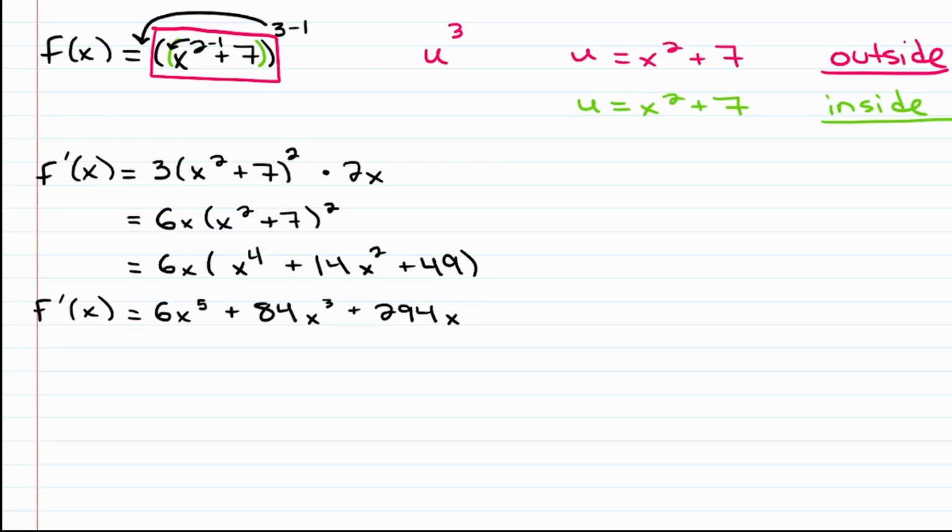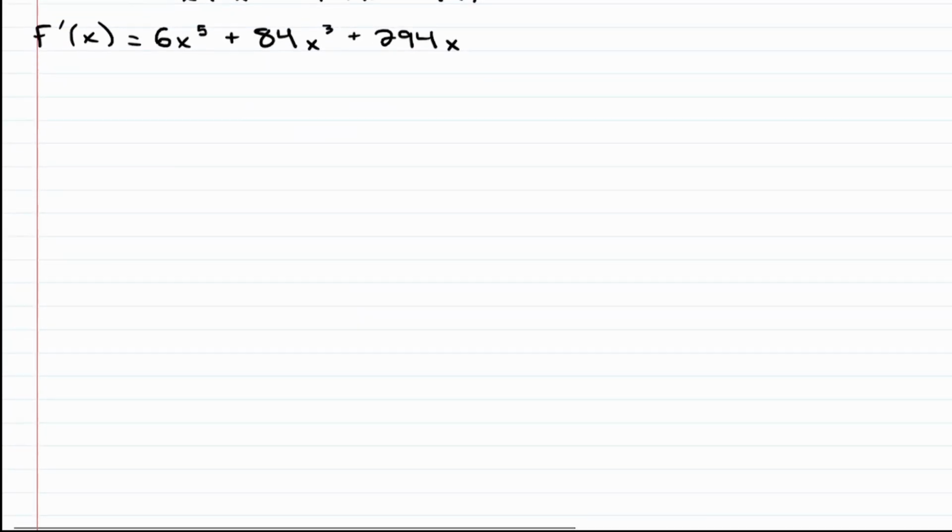So let's go ahead and do an on your own where you guys can try this out for yourself. So go ahead and try to take the derivative of f of x equals 2 times x minus 4 to the second power. Pause the video, try it out, and then we'll do it together.